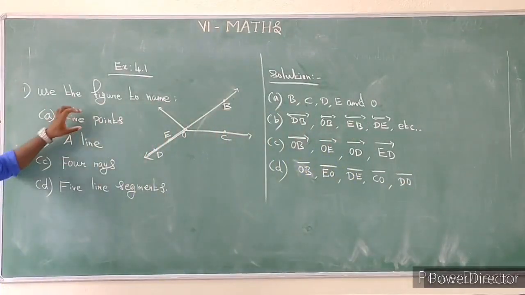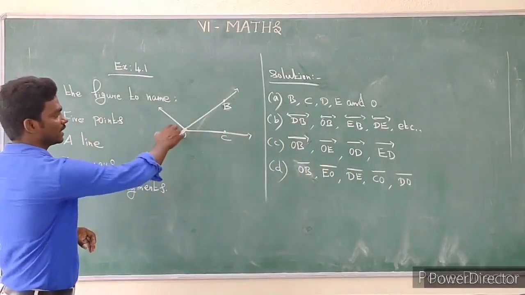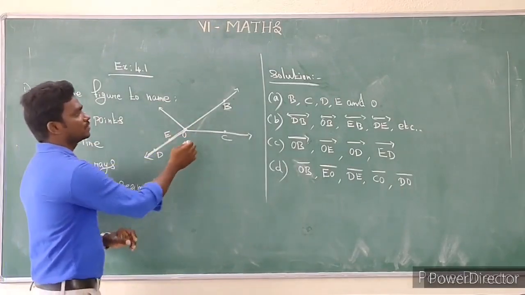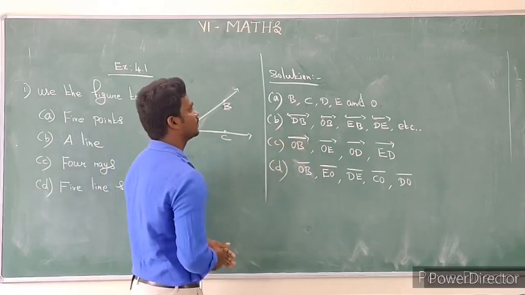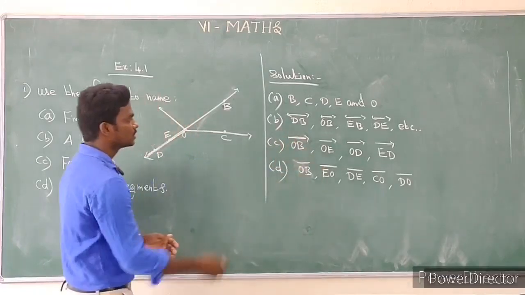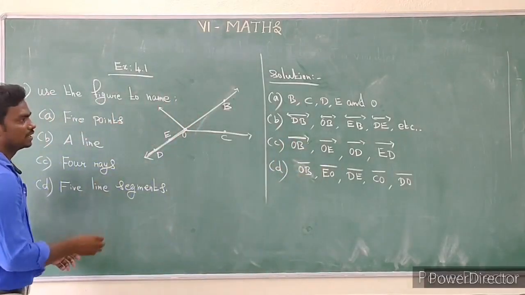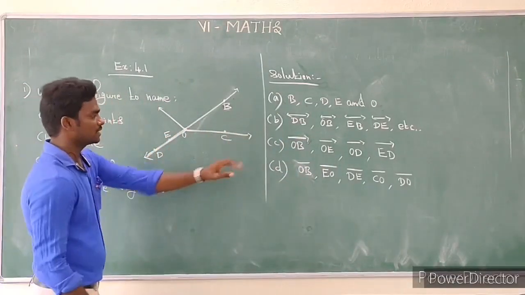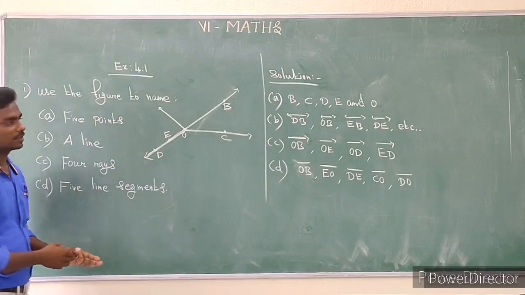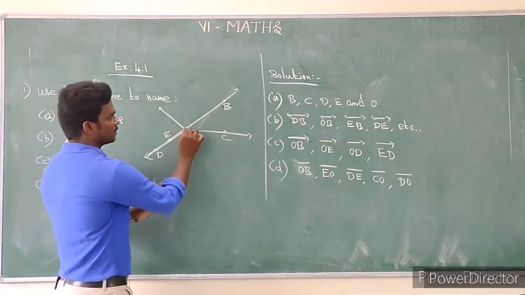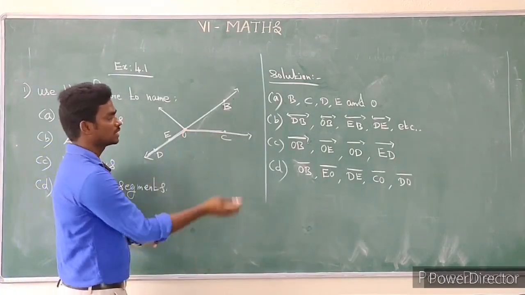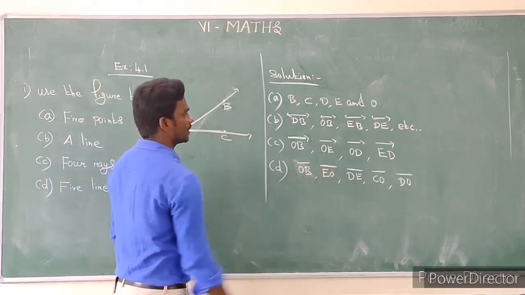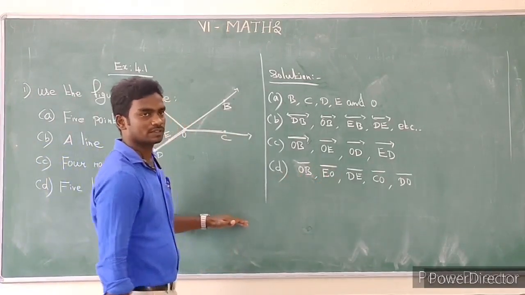How to find that? First one, 5 lines means we can write 5 dots. Next one, lines: we can write 4, the number of lines we can draw. Next, 4 rays. Rays have a starting point and another point, and go on endlessly. Last one, 5 line segments. A line segment is the shortest distance between two points; it has a starting point and an ending point. So we can write these 5 line segments, right?